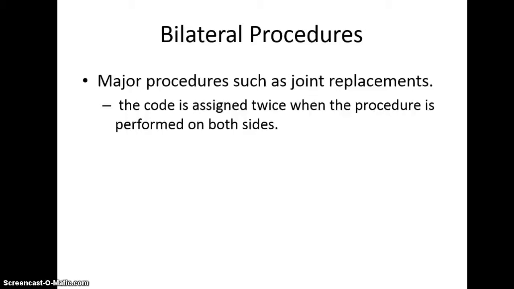Codes for less significant procedures may also be assigned twice when it meets the criteria of a significant procedure. In most cases, it's not useful to do so, and an example of that would be an excision of a skin lesion. You wouldn't need to code multiple times if you have multiple skin lesions. Just picking up one excision is significant.